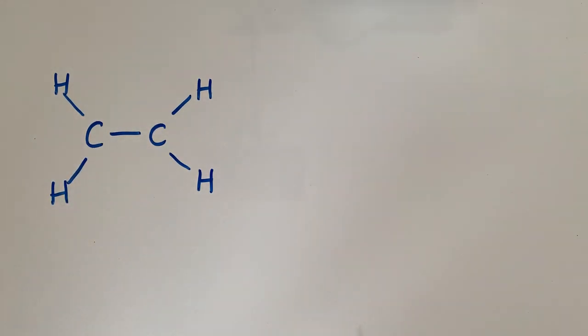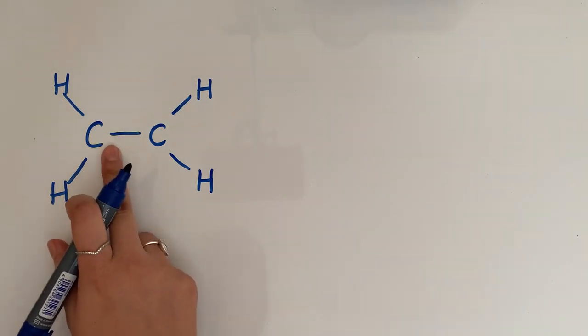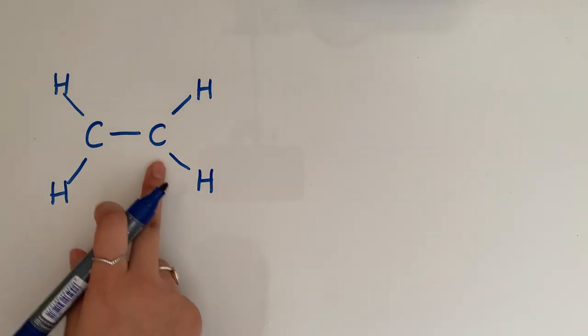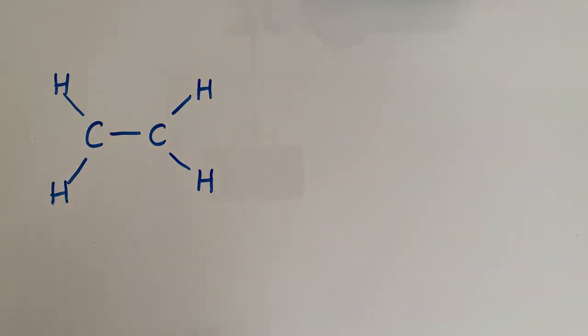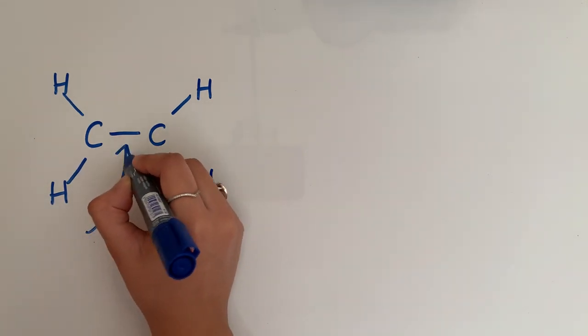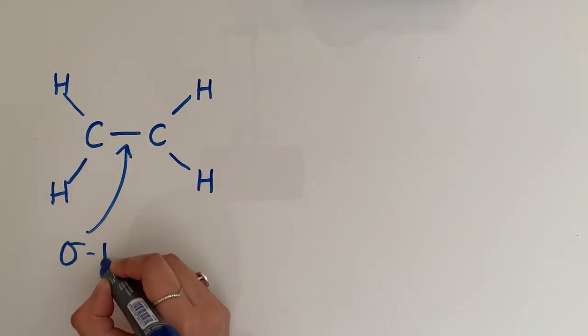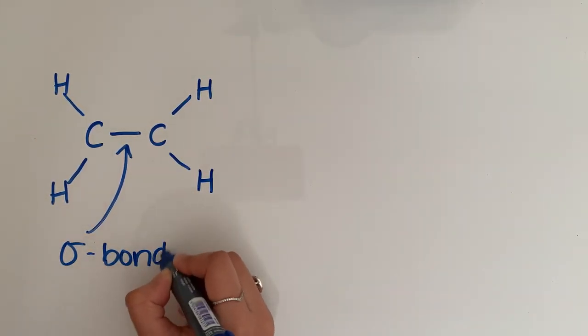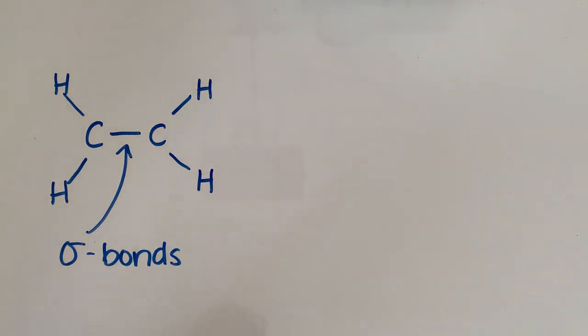Okay, so at the moment, we only have sigma bonds drawn here. Between the carbon and the carbon here, there's a sigma bond. Between all the carbons and the hydrogens, there are also sigma bonds. So these over here are called sigma bonds, like that.